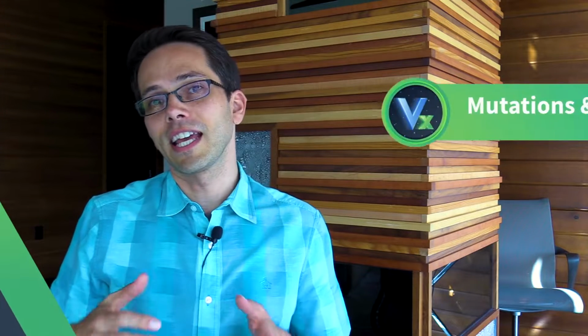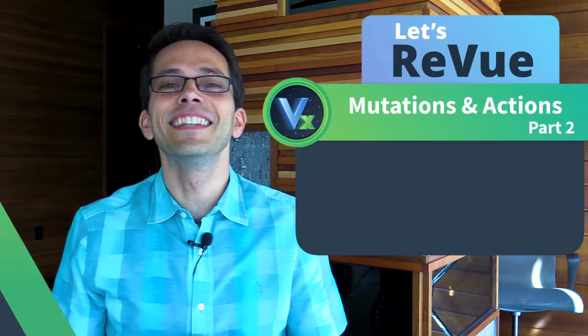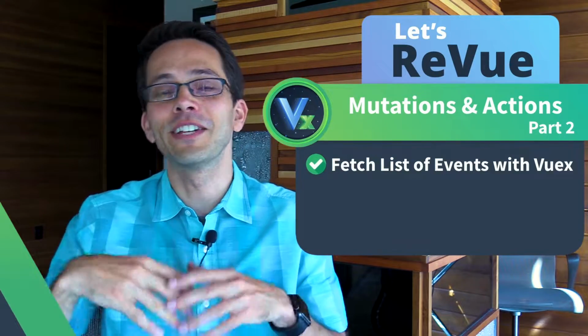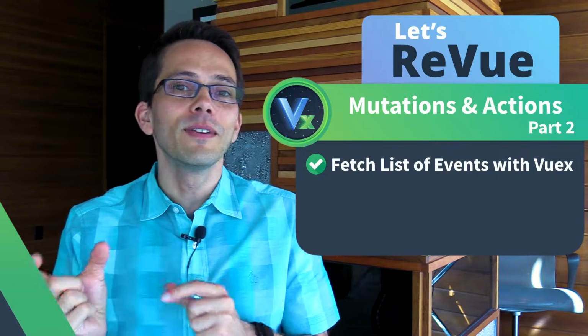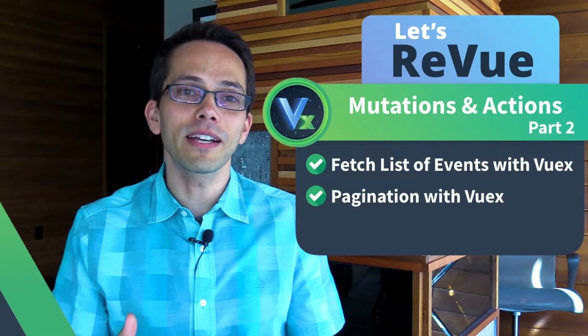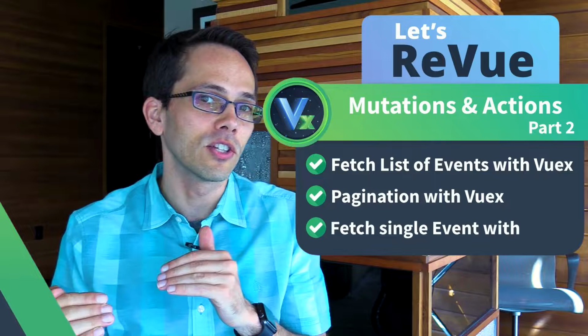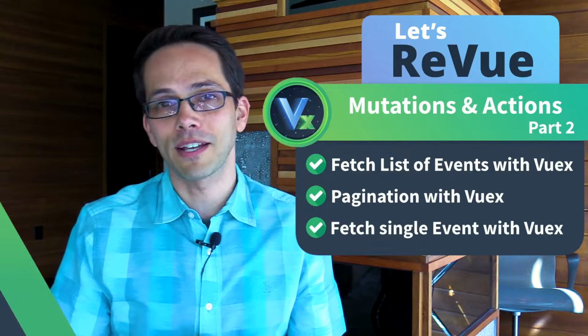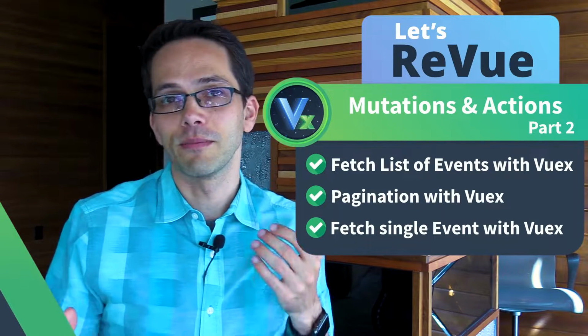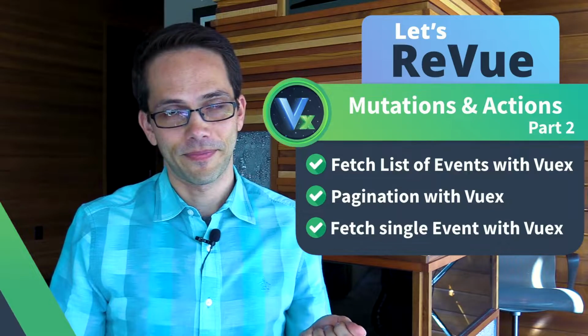Let's review, or should I say, let's review X. In this lesson, we took our events list and we integrated it with Vuex. We then figured out how to do pagination with Vuex, and then we took our events show page and converted it to use Vuex with our actions, mutations, and our state.